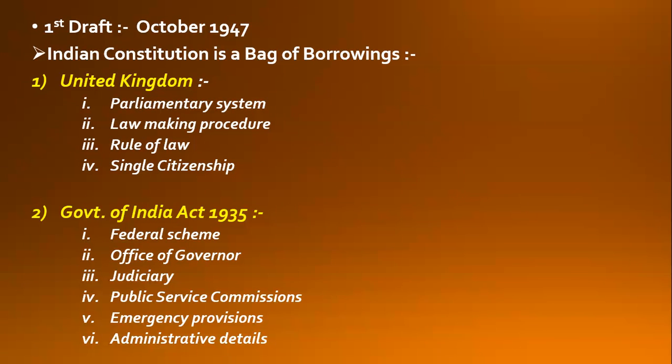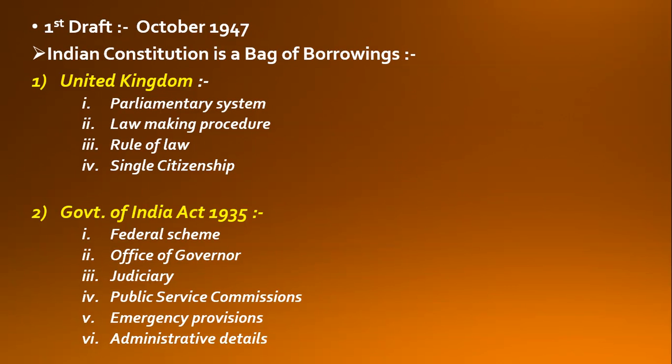Okay. Now friends, we have adopted the judiciary from Government of India Act 1935. For example, there is a Supreme Court of India and there are high courts. Okay, and below high court there is a district and session court and then subordinate courts. So we have adopted this structure of judiciary from Government of India Act 1935.